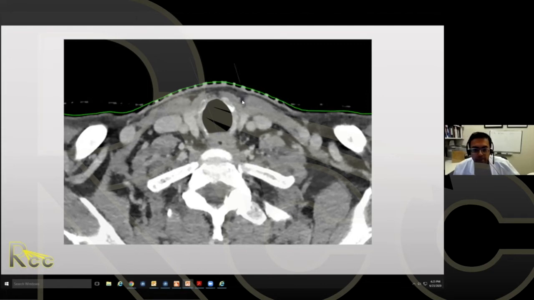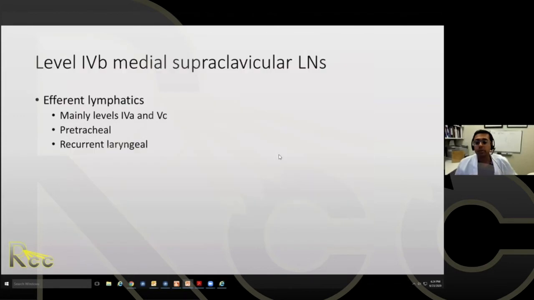Again, we have the anterior edge of the sternocleidomastoid muscle, the medial edge of the sternocleidomastoid muscle, the posterior edge. What I'm pointing to here is the medial edge of the common carotid, as well as the scalenus muscle. And remember also the thyroid gland is right here. So here's my volume according to those boundaries. Now moving on to level 4B, the medial supraclavicular lymph nodes.